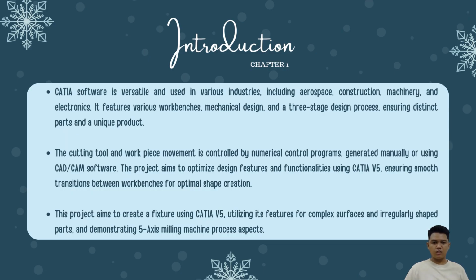So, CATIA software is versatile and used in various industries, including aerospace, construction, machinery, and electronics. So, the cutting tools and workpiece movement is controlled by numerical control programs generated manually or using CAD/CAM software. So this project aims to create the fixture using CATIA V5 by utilizing its features for complex surface and irregularly shaped parts, and demonstrating the 5-axis machine process aspect.